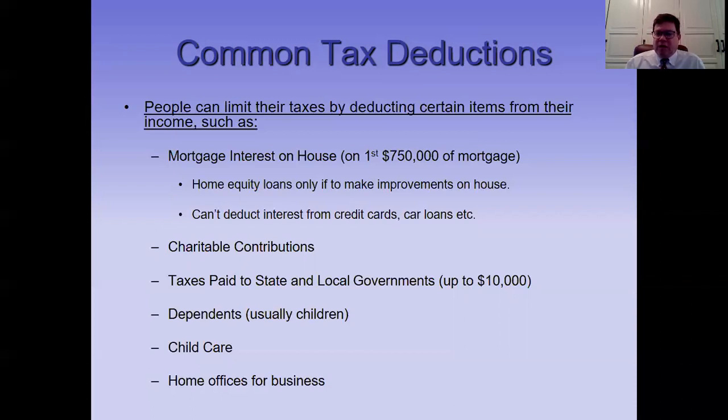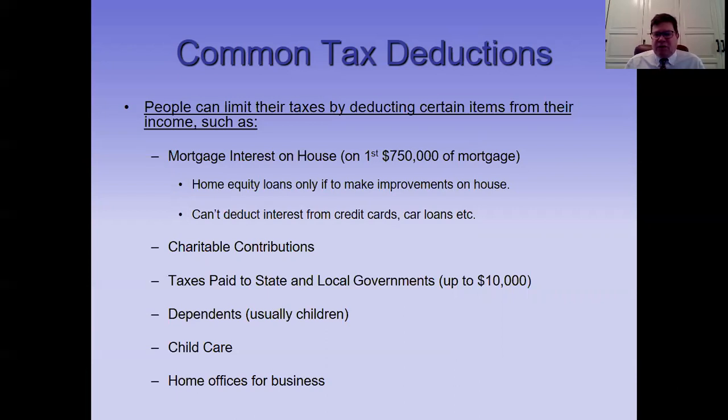There's something called a home equity loan. So say, for example, you paid into your house for a while and you need a loan to be able to go out and, say, add a new roof. You can borrow the home equity loan. That interest used to be completely deductible. Now it's only deductible under the Trump tax reforms if you're making improvements to your house. If you borrow money against your house because you want to send your kids to college, you can't deduct that.